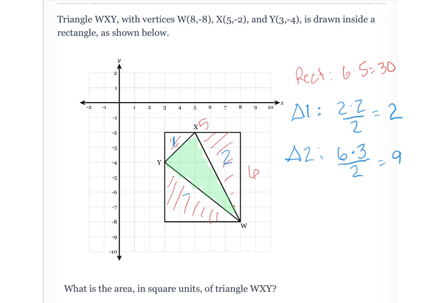Then we have triangle 3. The base and height of that are 4 and 5, divided by 2. That will give us 20 divided by 2, which is 10. I'm going to add those three numbers together, and I'm going to subtract them from 30. I know that 2 plus 9 is 11, plus 10 is 21. So I'm going to do 30 minus 21, which would be 9 units squared.